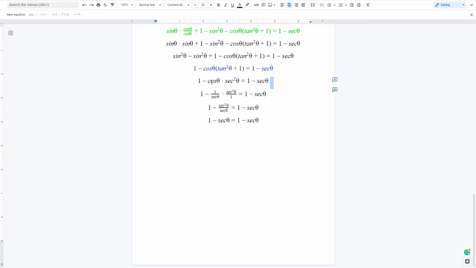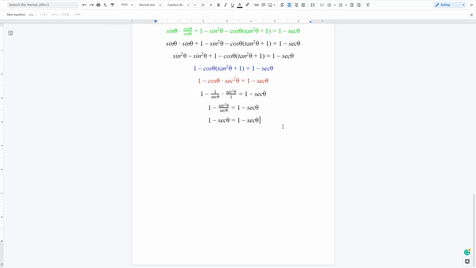For cosine theta, we also know with our reciprocal identities that this is equal to 1 over secant theta. So we'll use our reciprocal identities to substitute cosine theta with 1 over secant theta. And now we have 1 over secant theta times secant squared theta over 1. If you multiply those together, you get the product secant squared theta over secant theta, which is the same as secant theta times secant theta divided by secant theta. So secant theta cancels with the squared, leaving you with 1 minus secant theta equals 1 minus secant theta.